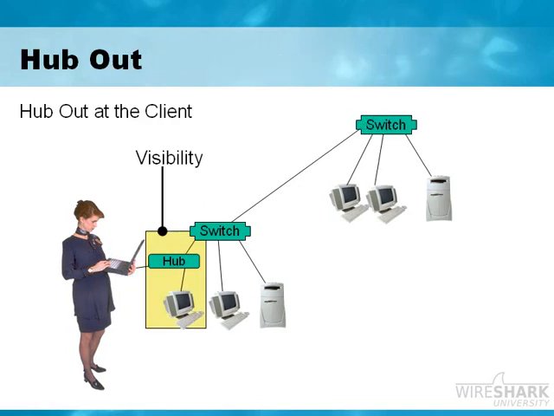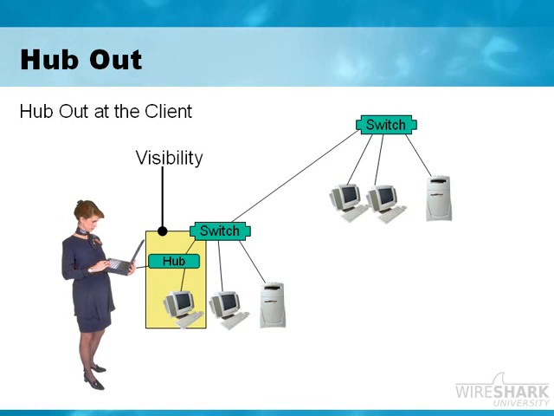One thing we can do is we can hub out at the client. And that means that instead of going from the client directly up to the switch, we place a hub between the client and the switch. And we connect the analyzer up to that hub with the client. Remember that everything goes everywhere in a hubbed environment, so we should be able to listen in on all of the traffic that that client is sending or receiving.